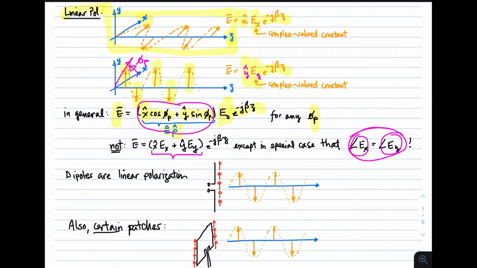So some examples of linear polarization. First of all, dipoles exhibit linear polarization. Here's a dipole. The currents are along the dipole, and as a result we get a wave whose electric field vector remains in that same plane. Also, certain patches, not all patches, but certain patches also exhibit linear polarization. And that occurs when the radiation due to the patch can be represented as currents along opposite sides, in which case we once again get an electric field vector which remains in a plane. So these are all examples of linear polarization.